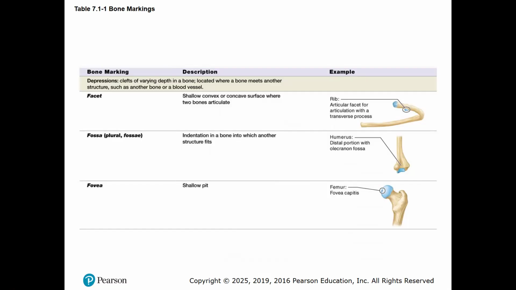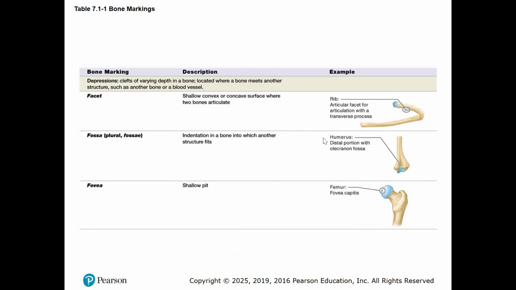Let's go over depressions first. These are going to be either convex or concave indentations or structural indentations or pits on bones. So this first one here on a costal, you see the facet. They provide articulation surfaces for joining up here with the vertebrae.